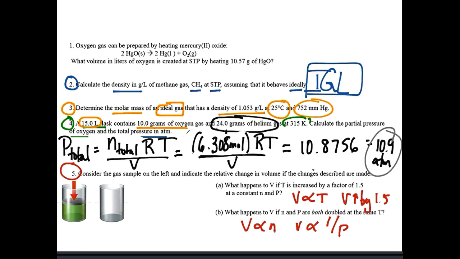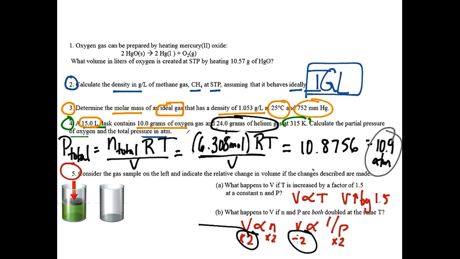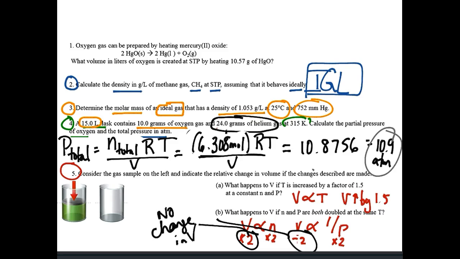Part B, what happens to volume if n and P are both doubled at the same temperature? So T is a constant, but here volume, you have to think about it with both of these things changing. So volume is directly proportional to moles of gas because they're on opposite sides of the ideal gas law. V and P are on the same side of the ideal gas law, so that means they are inversely proportional. So if you double n, that means that the volume should double. But if you double P, that means that the volume should be half as big. So if you take both of those together and combine the effect, so times 2 and divided by 2, that means there should be no effect on volume if you do both of these things simultaneously.